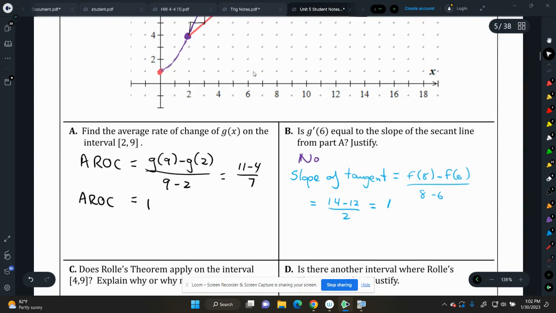Yes. For B, are we still using the interval 2 and 9? Because that's what you use as your secant line, right? The 1. You're saying the slope of the secant is 1. Okay, let me finish this one, and then I'll answer that question.